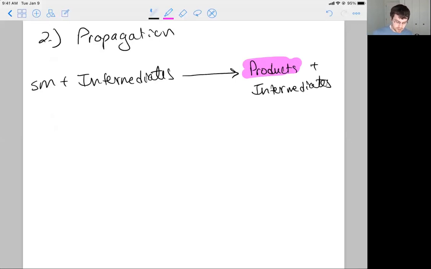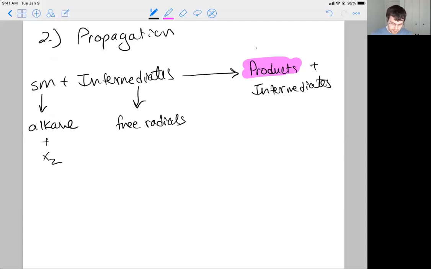For our free radical halogenation of alkanes, the alkanes will be the starting materials, and the intermediates will be our free radicals. We'll discuss what these are next time. So alkane plus X2 reacts with free radicals to form products, which are our haloalkanes, and intermediates, which are free radicals. In a propagation event, you have the opportunity to form products. It doesn't happen all the time. In this mechanism, there are multiple types of propagation events that can happen.